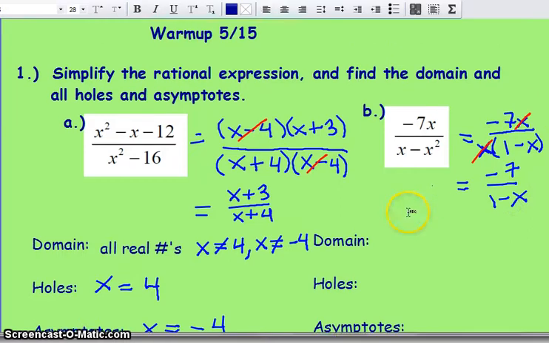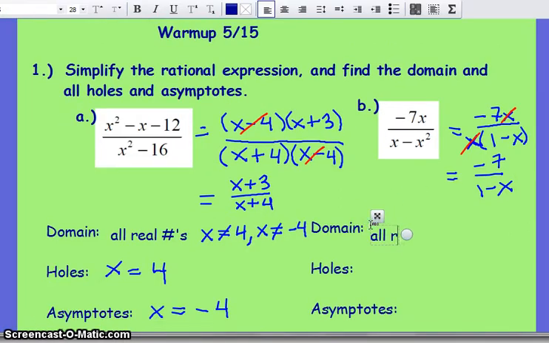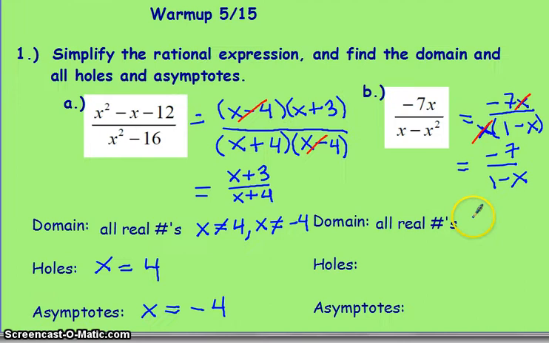So let's talk about the domain. We begin with all real numbers, and then let's think about which values of x must be excluded. So looking at my original expression, the values of x that would put 0 in the denominator, making the expression undefined, are x equals 0 and x equals 1. So I'm going to exclude those from my domain by saying those are the values of x that we are not allowed to plug in.